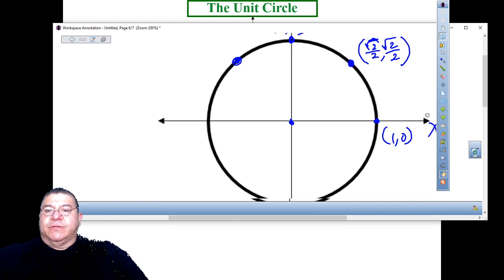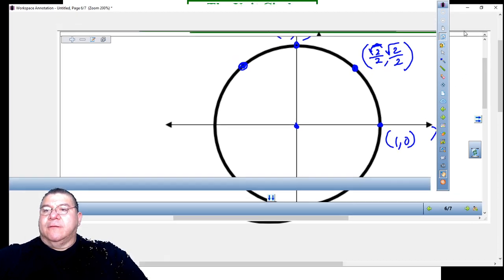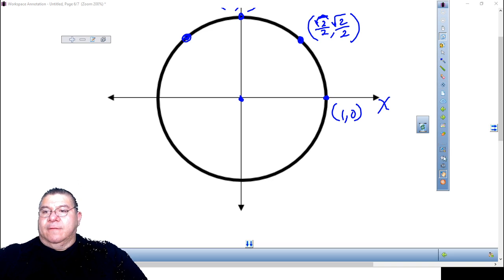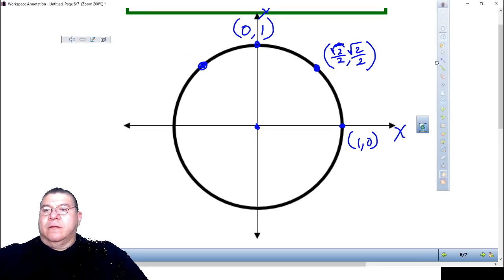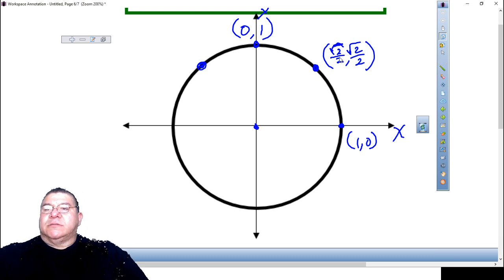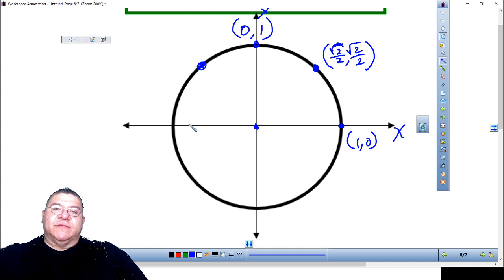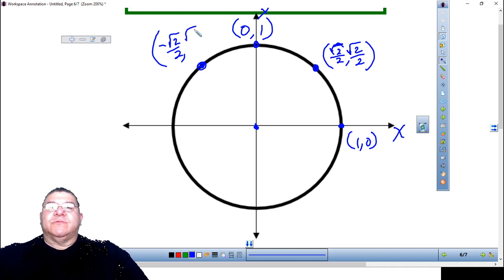So back to our points. This is square root of 2 over 2, comma, square root of 2 over 2. Now that we're on the negative side, this is what? Negative square root of 2 over 2, comma, square root of 2 over 2. What is this point right here? It's on the negative side, so this is negative 1, 0.